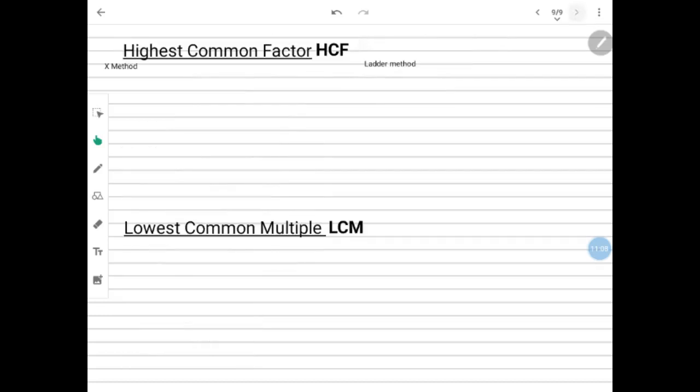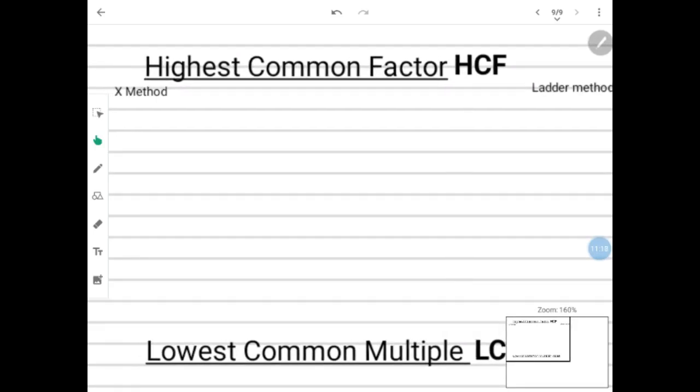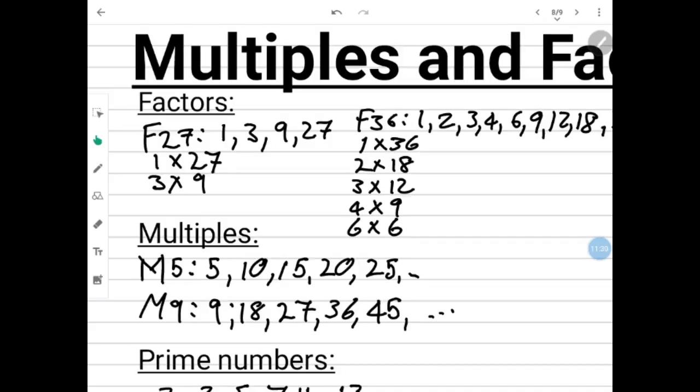Let's go to highest common factor. We'll look at the highest common factor now and the lowest common multiple. We're doing two methods here for the highest common factor, the HCF: the multiply method and the ladder method. The multiply method is actually what we've done already just now. It's this one that we've done.